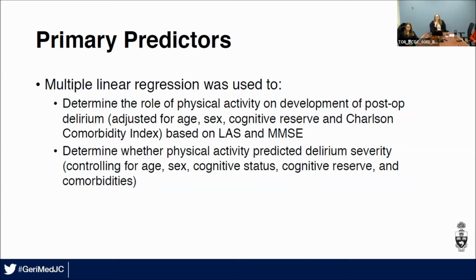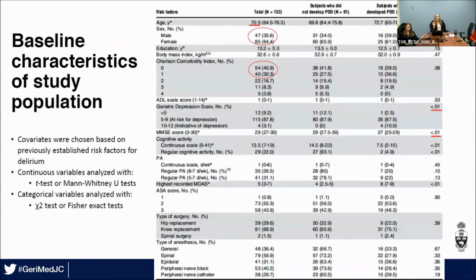So this is a busy slide, but essentially it just gives the baseline characteristics of the study population. They used covariates that were established risk factors of delirium, so things like depression, cognitive impairment, etc. And then I just listed the tests that they used to analyze the data. You'll see that it was actually a fairly young cohort. The median age was 70.5 in the trial, and they actually had quite a few more females compared to males. They had 85 females compared to 47 males.